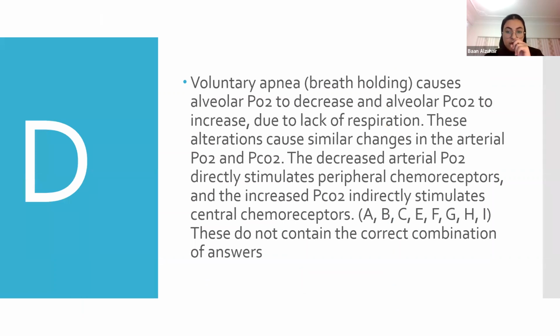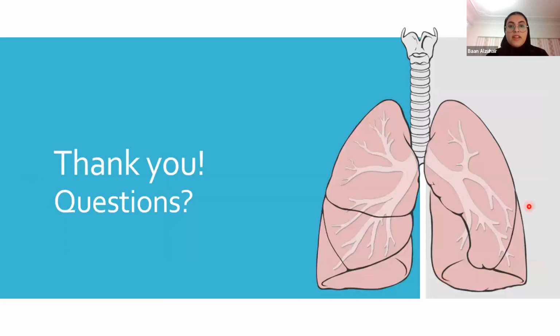Her CO2 is going to accumulate in her alveoli, so it's going to be really high, and her O2 is going to be low because she's not breathing. She's holding her breath because she's angry. Okay, so voluntary apnea or breath holding causes alveolar O2 to decrease and alveolar CO2 to increase due to lack of respiration. Okay, is everything clear? Does anyone have any questions?